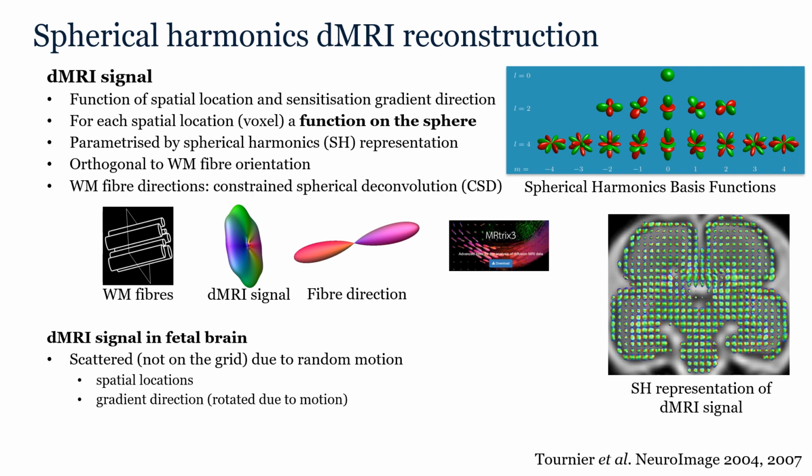Diffusion signal in fetal brain is scattered, which means not on the grid, and this is due to random fetal motion. It's scattered not only in spatial location but also in gradient direction, because the gradients will be rotated by the rotation component of the fetal motion.